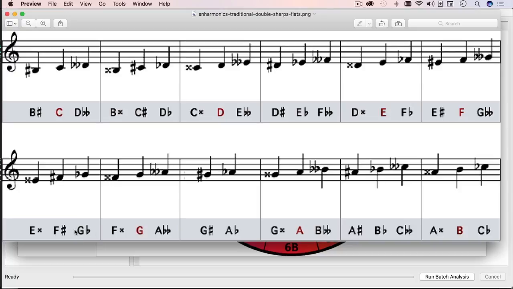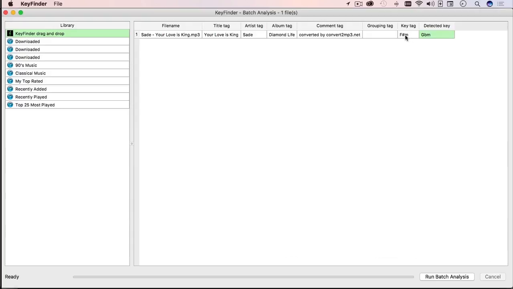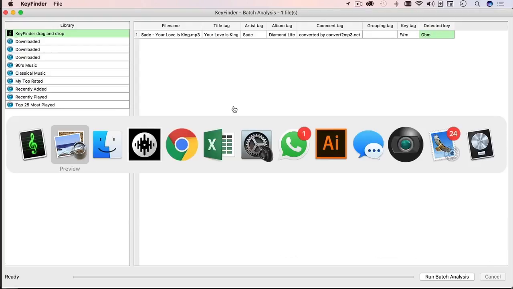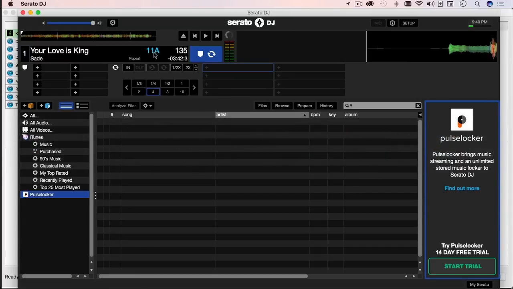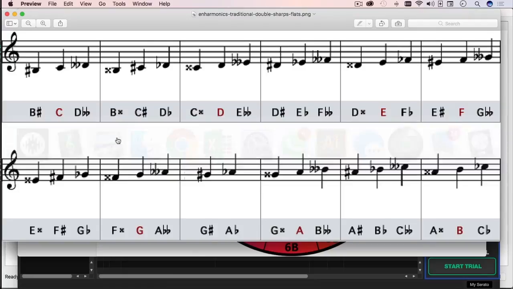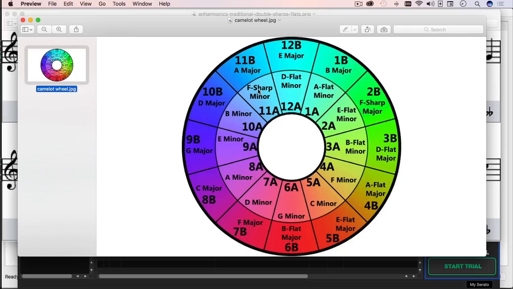It doesn't matter the scale, if it's minor or major. All you need to know is that one is the enharmonic of another. So that means that this information is essentially the same and it's correct, and that Serato is also correct based on the Camelot wheel, which is F sharp.